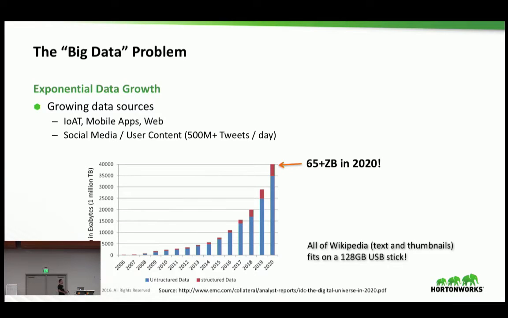So there's quite a bit, especially if you compare that all of Wikipedia with all the text, with all the thumbnails, is only 128 gigabytes. And nowadays, you can fit all that data onto one USB stick. So the data is growing quickly, the data is growing exponentially. Hadoop is one of the platforms that you can process on, and Spark is an excellent engine if you want to do a lot of this processing in memory.